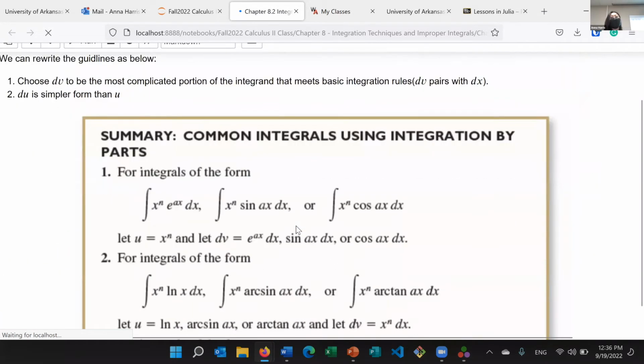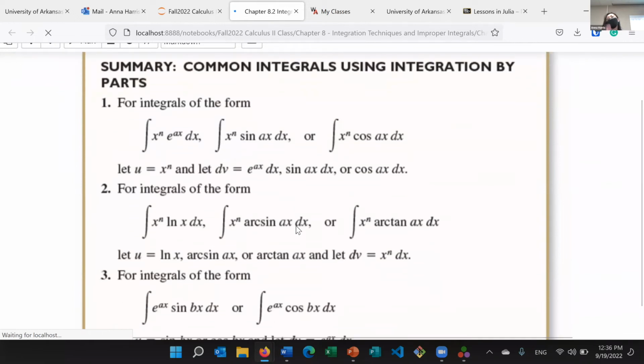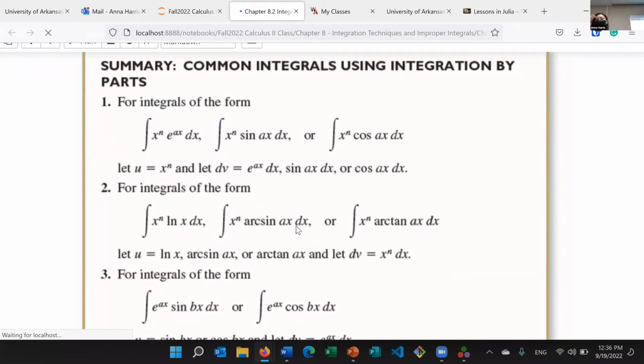Also, this is a common one. They also gave you common integrations, so you can look at this and match it. If you have x to some power times e to some power, they tell you to use u to be x to that power, and dv to be e to whatever the power. The dx belongs to dv. Are you with me?